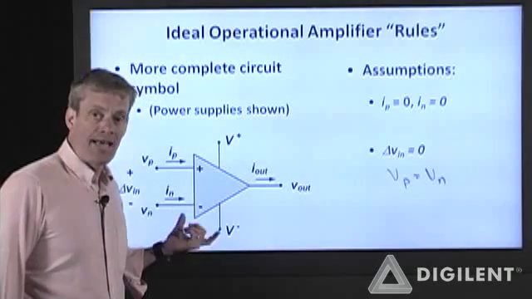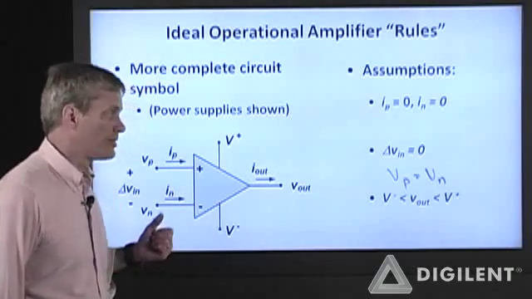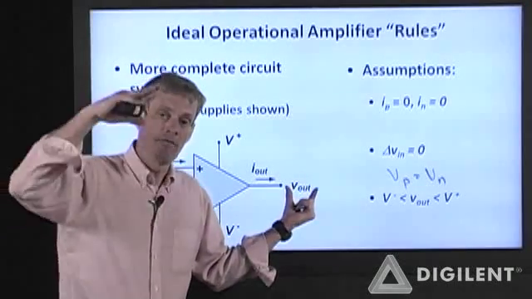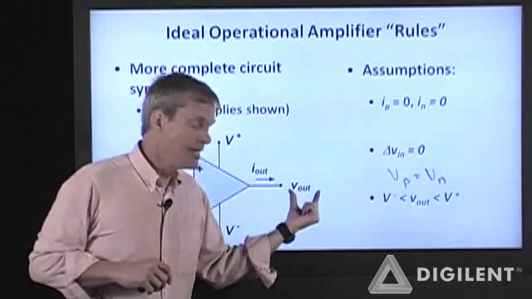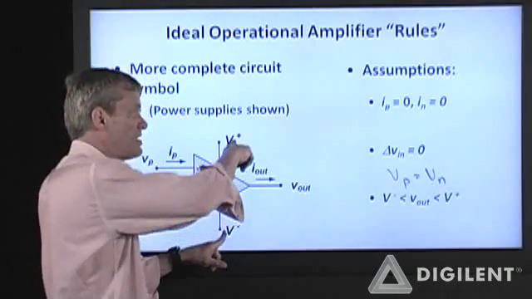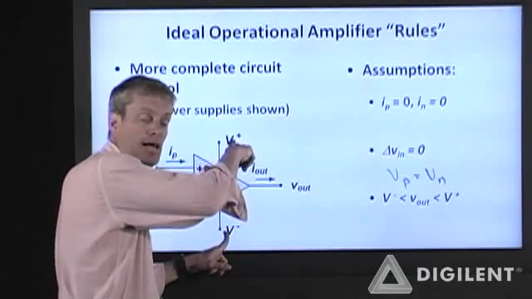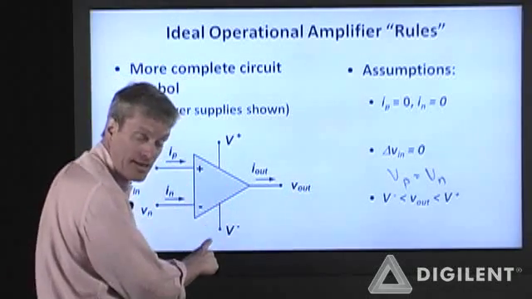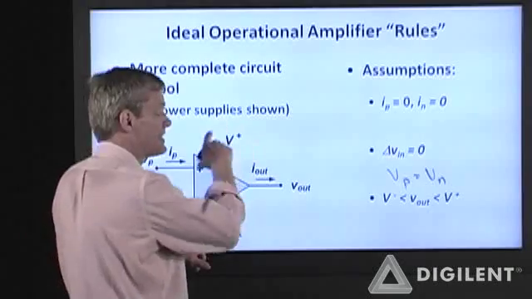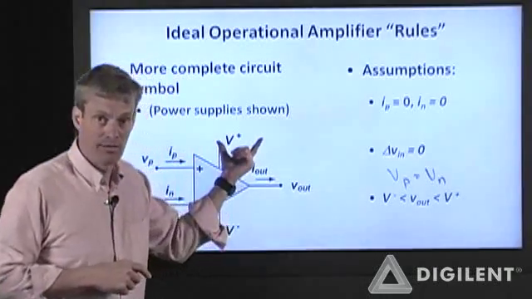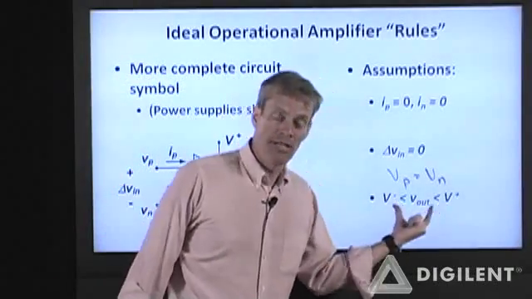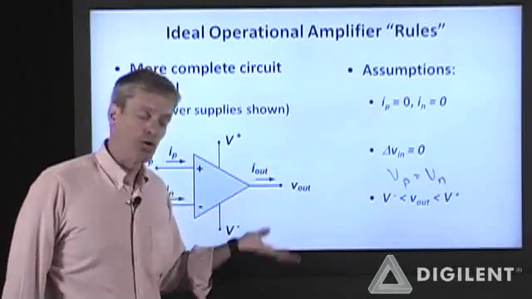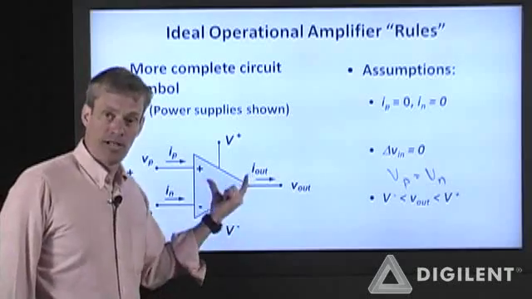One other thing has to be true for operational amplifiers. The amount of output voltage you can get here is constrained by these 2 power supplies. This voltage has to be greater than the negative power supply and less than the positive power supply. And those are strict inequalities. Generally, with most operational amplifiers, you can only get to within a volt or 2 of your power supply voltages.